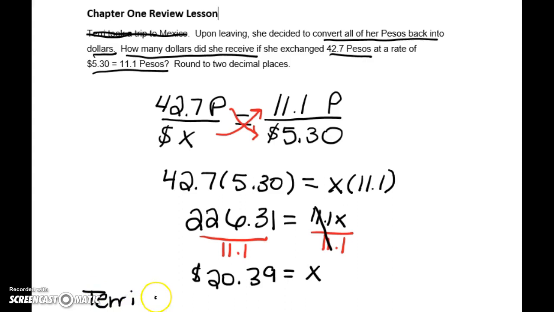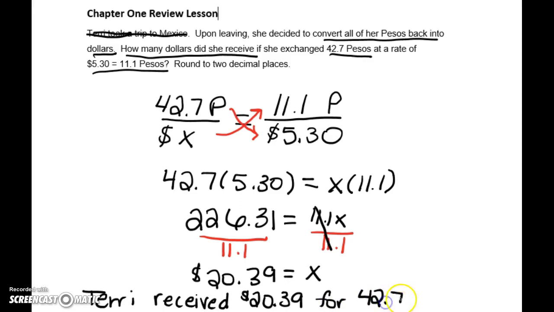So we can say Terry received $20.39 for 42.7 pesos. When you have that written down, then you're all good to go and you finish your problem.